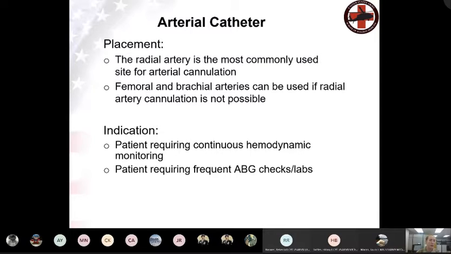Has anybody ever actually been stuck for an ABG? I know it's extremely painful, and if you have to do it multiple times, your patient is going to thank you for actually placing a line so that they don't have to repeatedly get stuck. So it's something to think about. Less of an issue in our area, but nonetheless a benefit of having an arterial catheter.